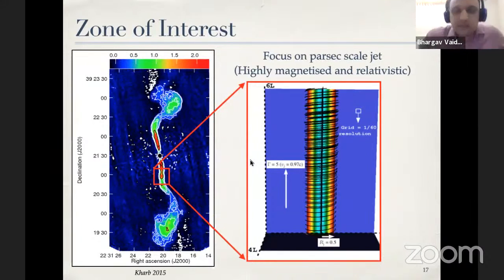This is work done by my PhD student, and it has been published very recently. What we do is capture a small portion of the jet, focusing on the parsec scale region, and we model this plasma column with an initial toroidal or helical component of the magnetic field, and highly magnetized, because these regions are highly magnetized in nature. We then study the evolution of this plasma column to understand what really happens.